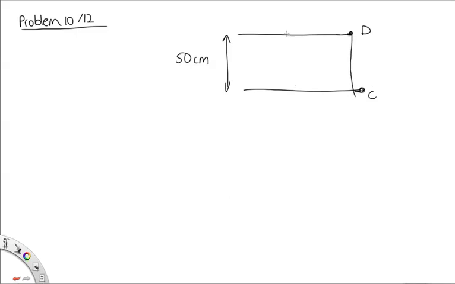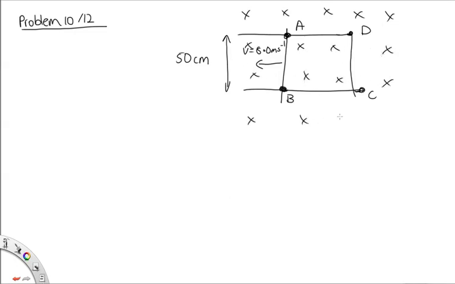And then we've got another bar sliding along these rails in this direction. We're told the velocity is 8 meters per second. And this here is our point B, and here is our point A. We've got a magnetic field going into the page. It's a uniform magnetic field, and the strength of this magnetic field is equal to 1.0 Teslas.